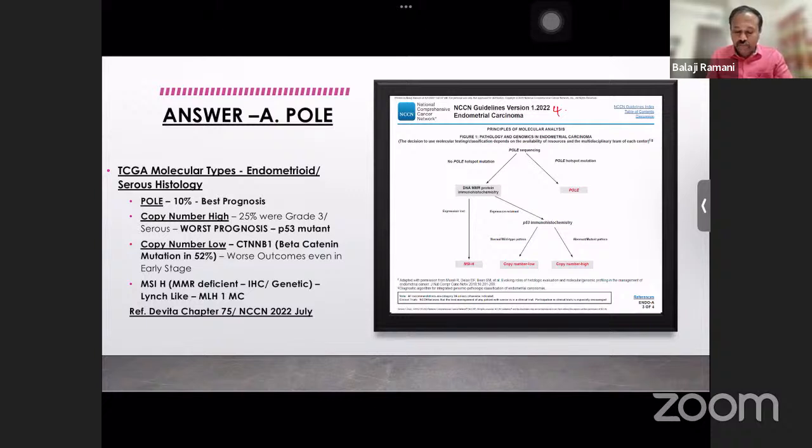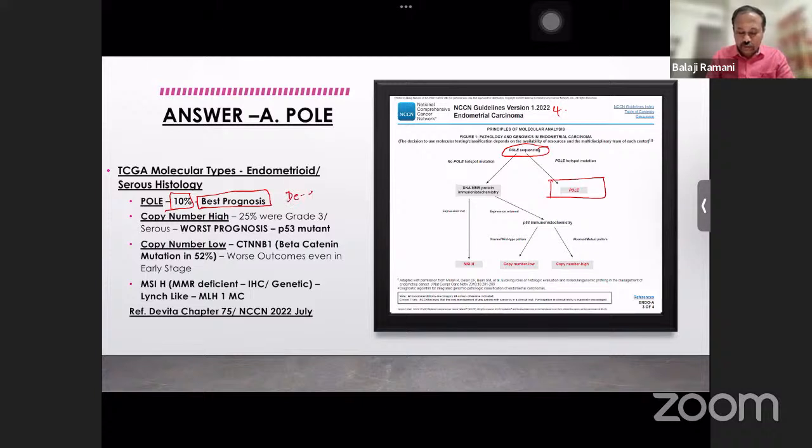So whenever we have an endometrioid cancer, the first thing you do is a pole sequencing. If the pole is mutated, then straight away you put it into the pole hypermutated subtype, and this is around 10% of all endometrial cancers that we have. This is the type which has got the best prognosis.